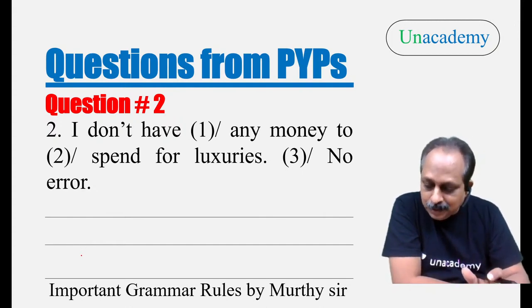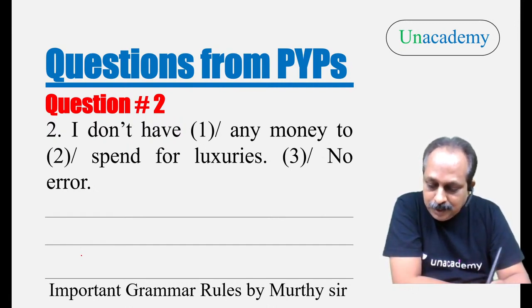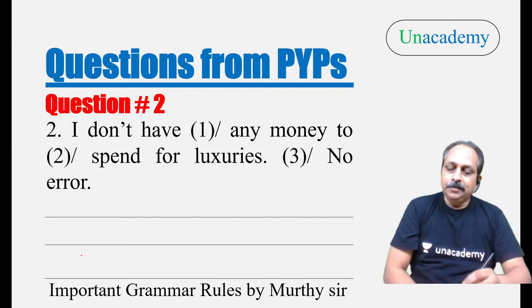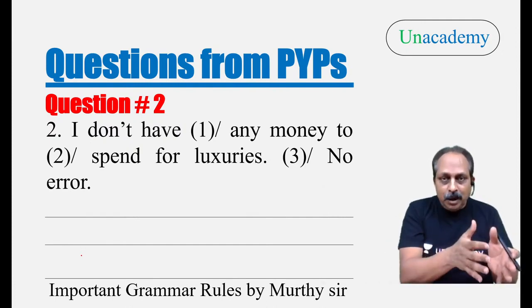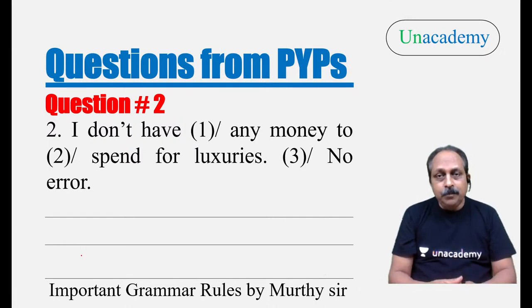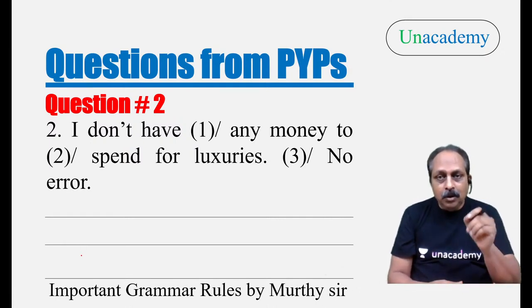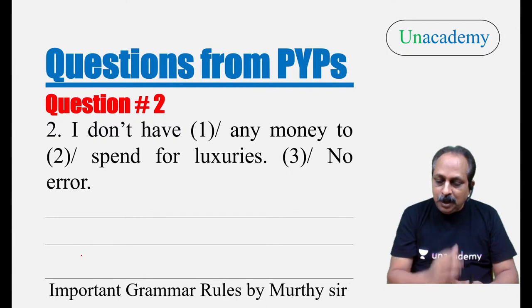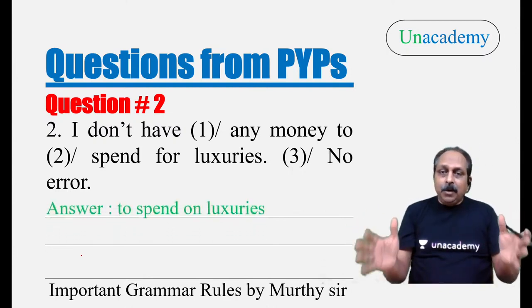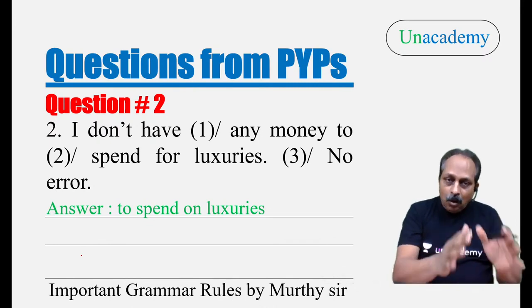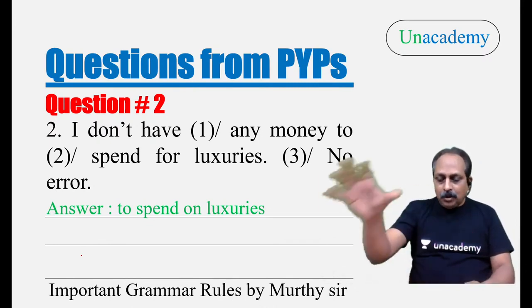There is an error. No one has got it right. That is a bit surprising. I'm really surprised. There is an error in the third part. What is it? Spend, you spend money on something, not for luxuries. It should be on luxuries. Now Prithviraja has got it right. I don't have any money to spend on luxuries, to spend on something.